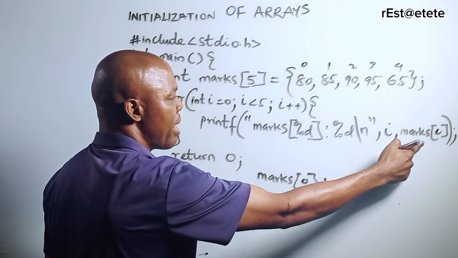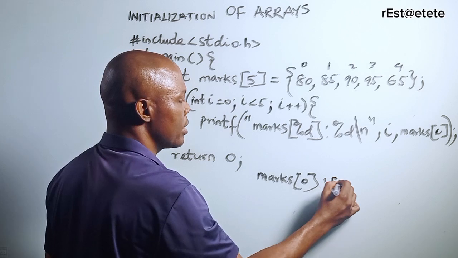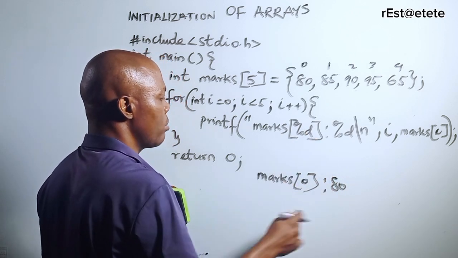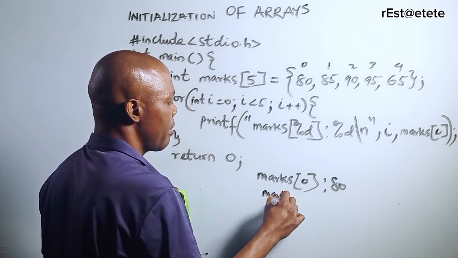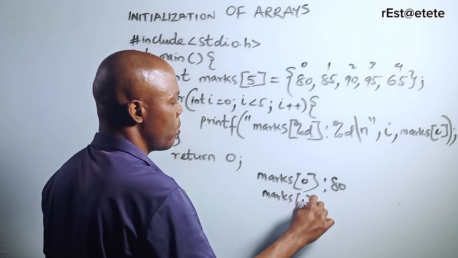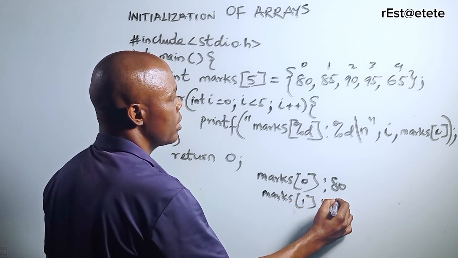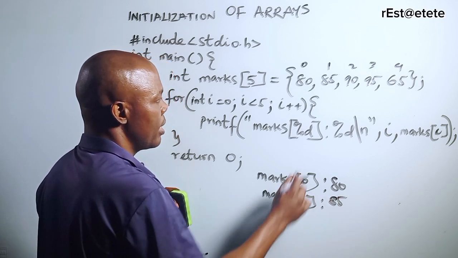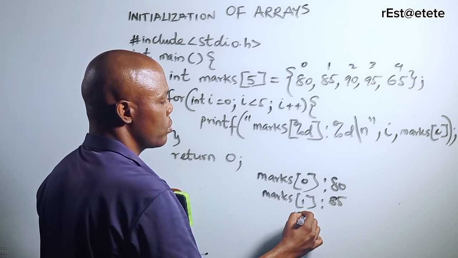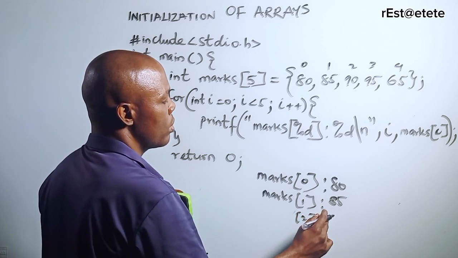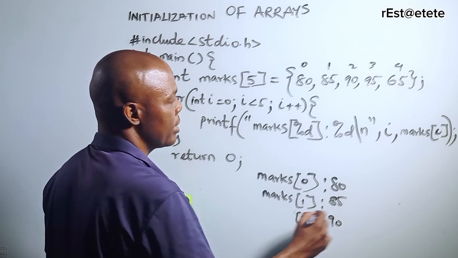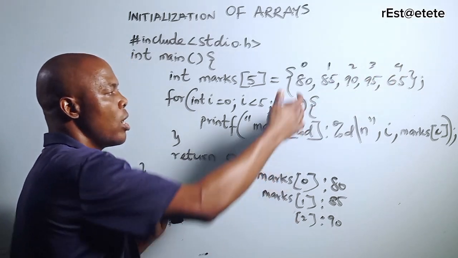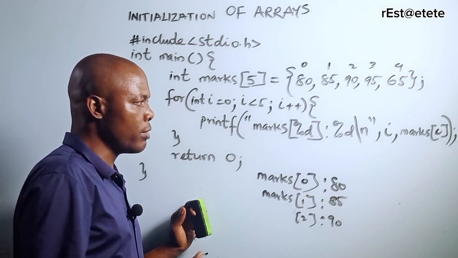Max i. So max 0 will give you what? 80. Then it will come to a new line. Max 1 will give you what? 85. Then max 2 will give you what? 90. Like that. And then it will display all these values on the screen for you to see.